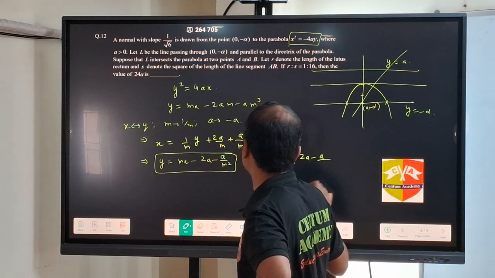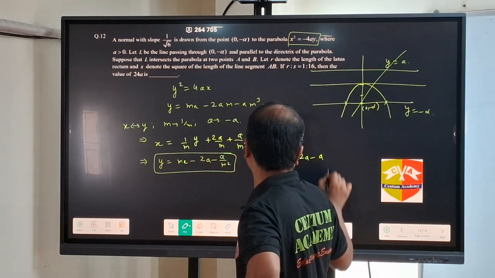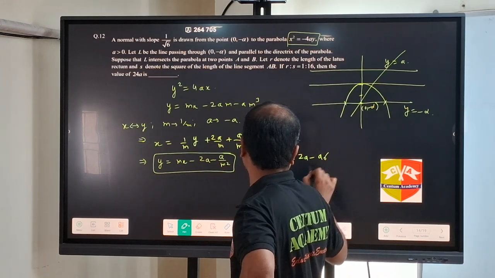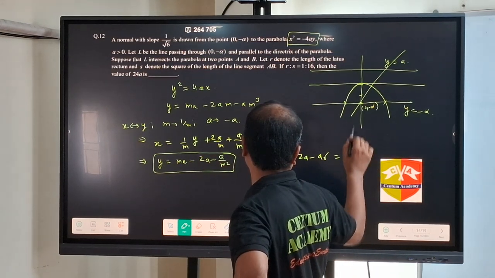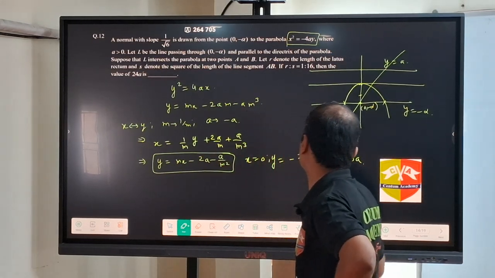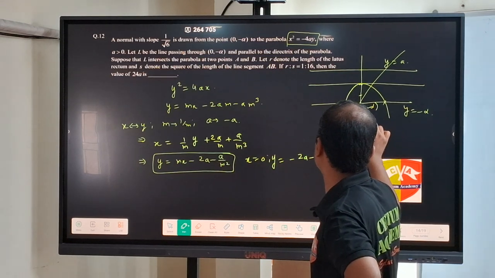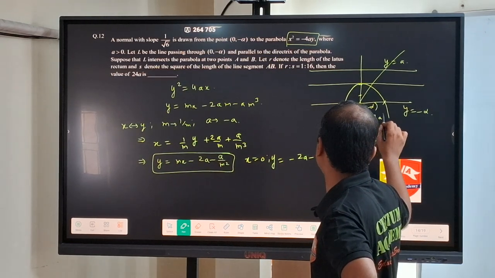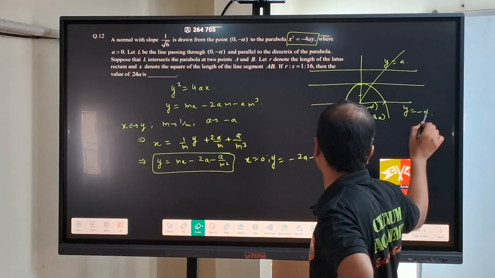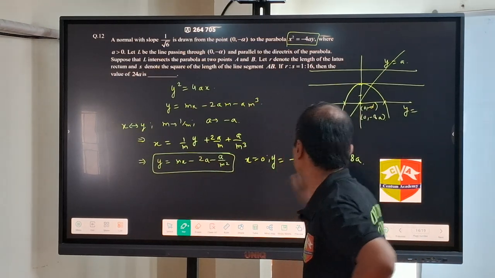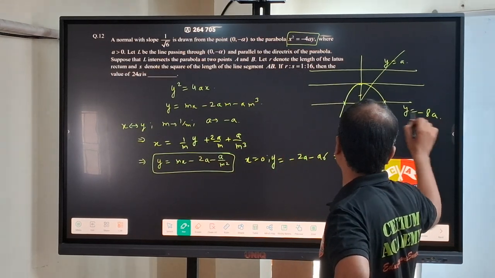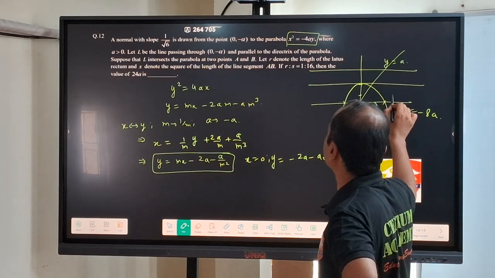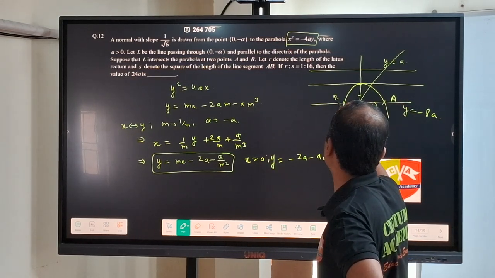What is the value of m square? 1 by root 6. So it will become a times 6, so it will be minus 8a. So I got the value of this point 0, minus alpha. This is 0, minus 8a. And the equation of this line is also y equals to minus 8a. And now we can practically find both of these points. We are calling them A and B.